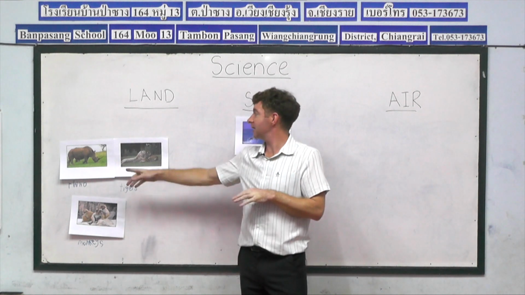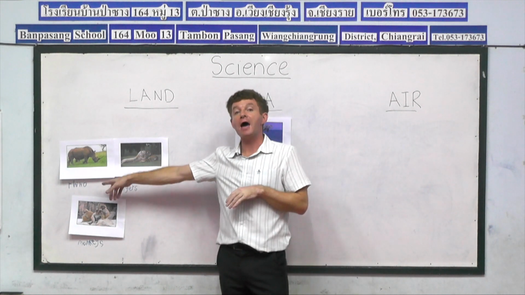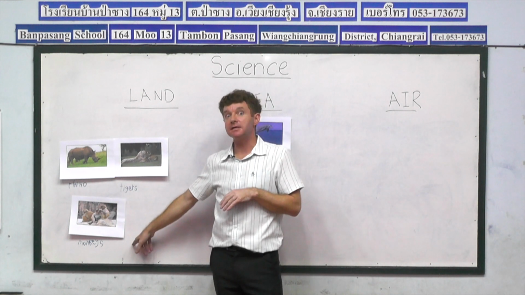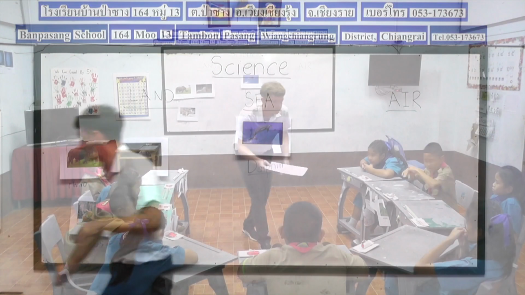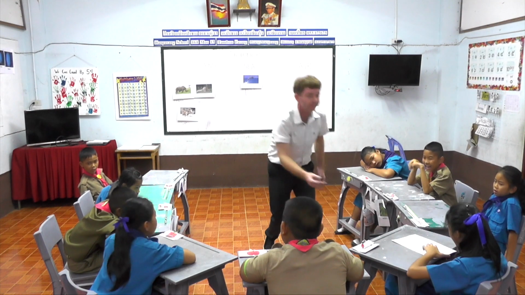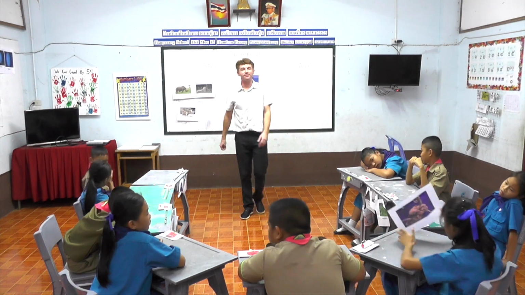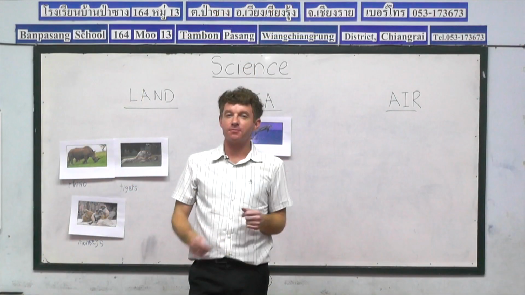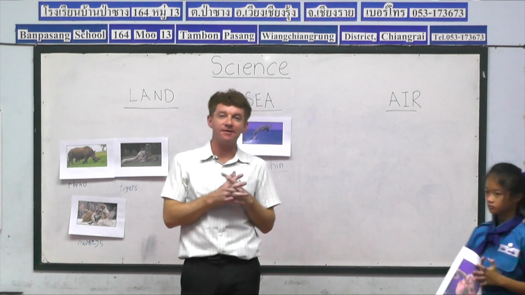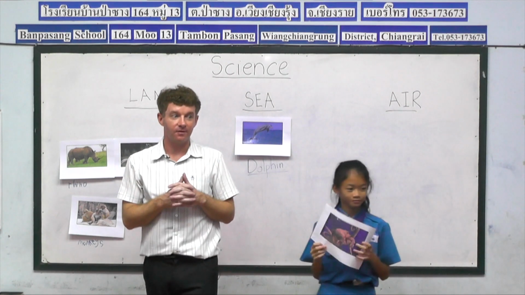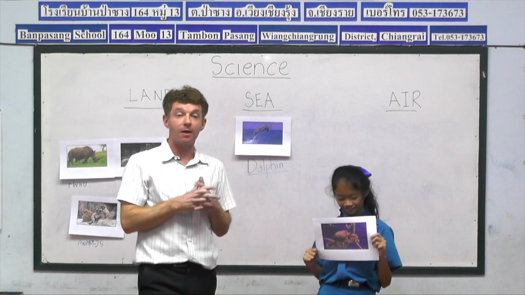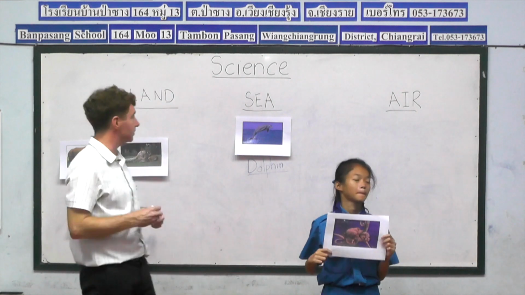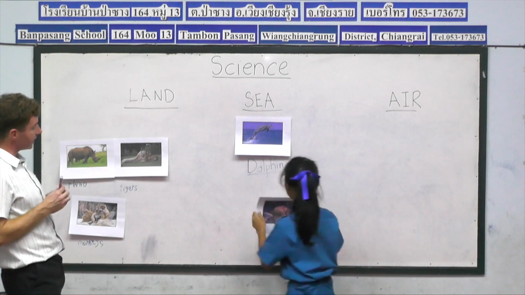So we have 3 land animals already. Rhino, tigers, and monkeys. Let's see what our next animal is. Our next animal is with Dan. So Dan, bring it forward, please. Can we remember from the PowerPoint what animal Dan has on their flashcard? Octopus, yes. And where does the octopus live? Sea. Octopus is a sea animal. So can you place it in the correct category?